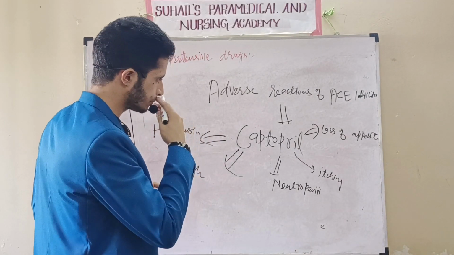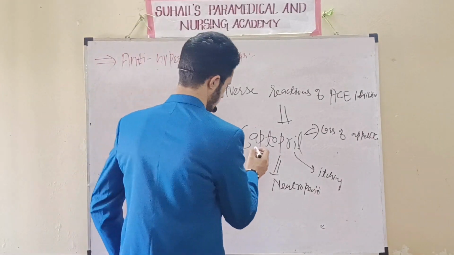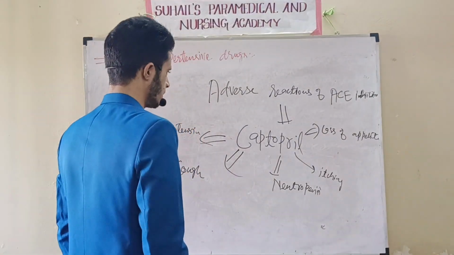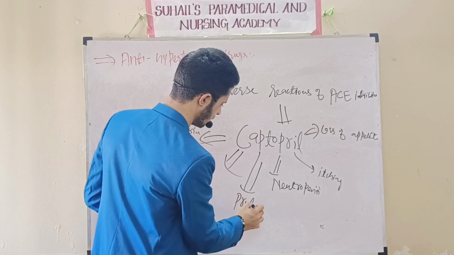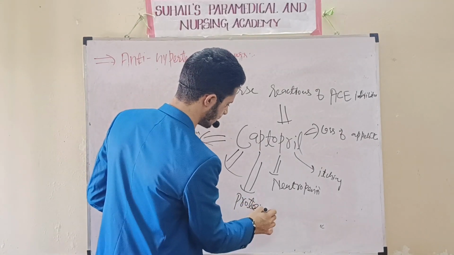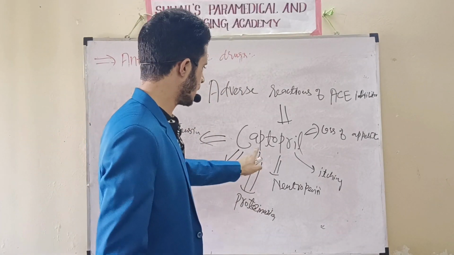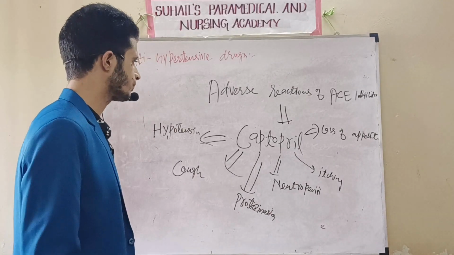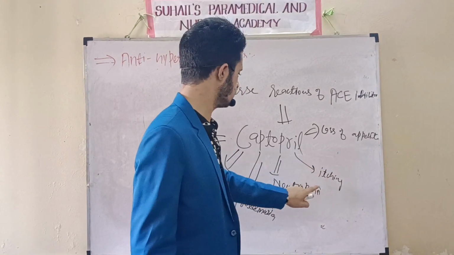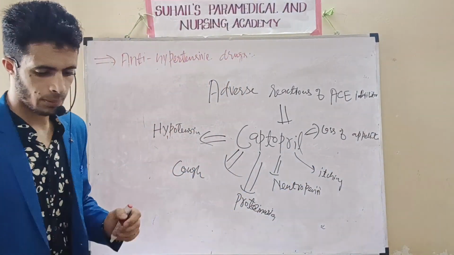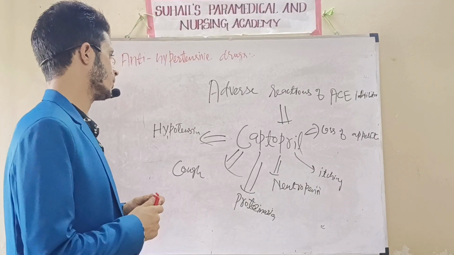Okay, and anything more to remember? P for proteinuria. There will be proteinuria, that is presence of protein in the urine. That is called proteinuria. Okay. And at least you remember 1, 2, 3, 4, 5, 6 in the adverse reactions of angiotensin converting enzyme inhibitors.